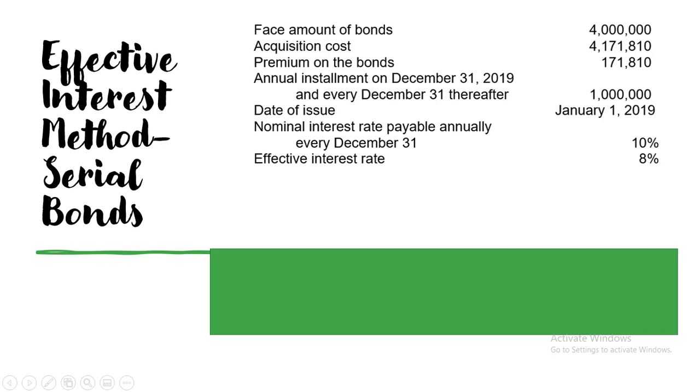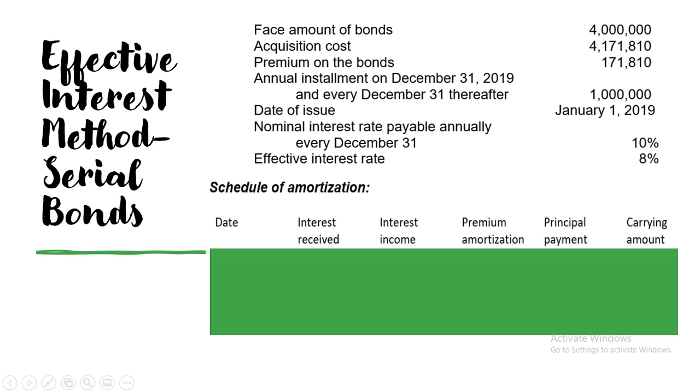So, face amount of bonds, 4 million. Acquisition cost is 4,171,810. So, therefore, nasa premium on the bonds. Then, annual installment on December 31, 2019, every year na 1 million. So, every year, magbabayad siya ng 1 million. Or, in this case, since investor pala po tayo, no, so makaka-receive ka ng 1 million every year.